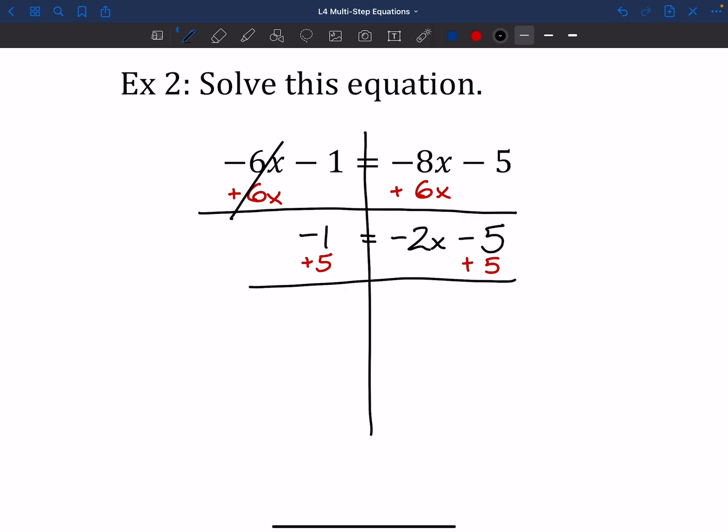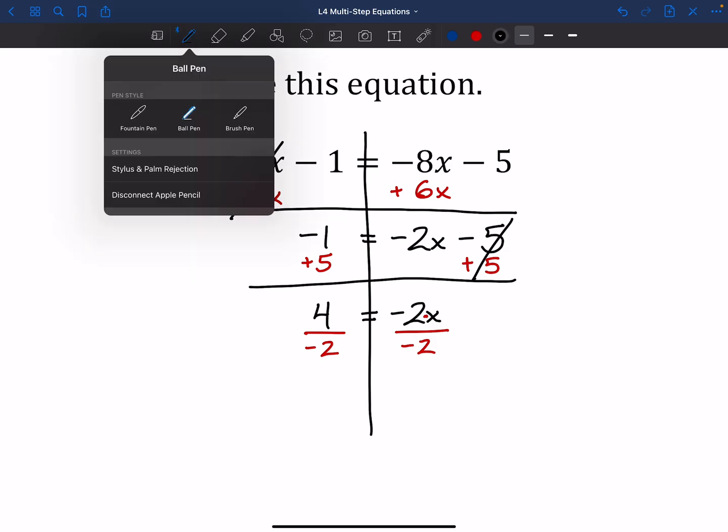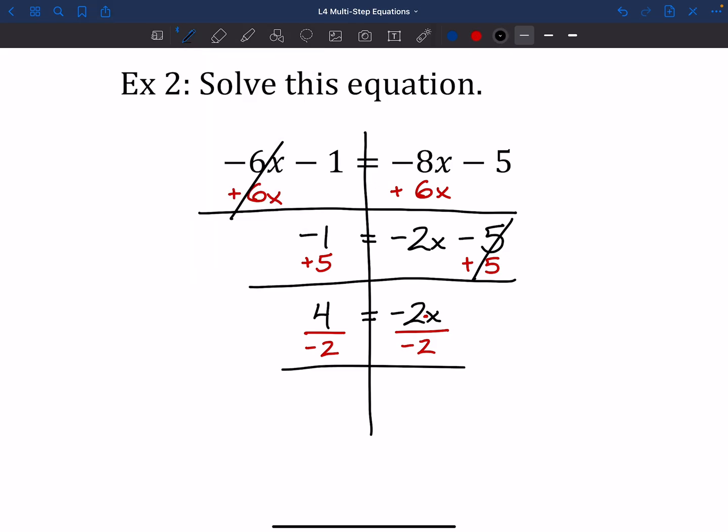All right, so negative 1 plus 5 is 4. Over here we got negative 2x, and then those 5's are gone, right? We canceled them out. That was what we were hoping for. Last but not least, negative 2 times x over on the right-hand side there. We'll divide by negative 2, and that'll help us get rid of it. So 4 divided by negative 2 is negative 2. Over on the other side, those negative 2's are gone, and we just have x.